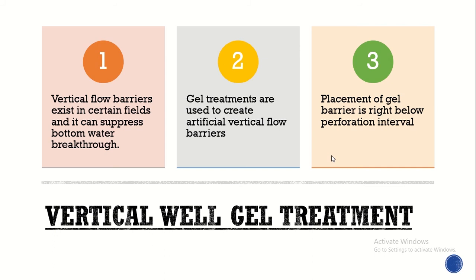And in recent technologies, there is a way called vertical well gel treatment, where the gel treatment aims to create a vertical flow barrier that exists in certain fields, and it can suppress the bottom water breakthrough. Gel treatments are used to create an artificial vertical flow barrier, and the placement of the gel barrier is right below the perforation interval.